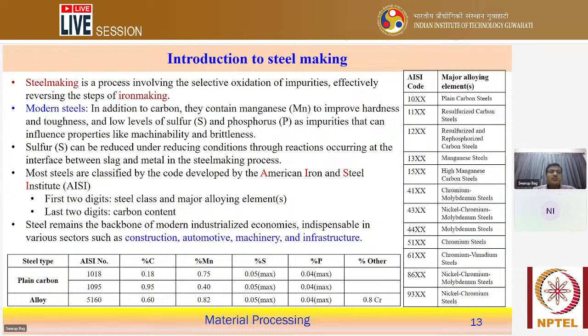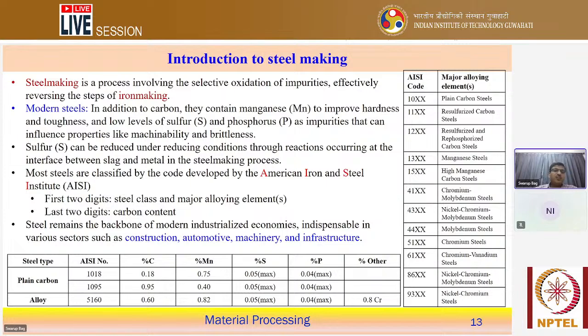But there are so many different types of steels that have been developed as per the AISI. Different types of steels are produced, with different nomenclature as per the AISI specification. In AISI, there is a 4-digit number, where the first 2 digits indicate the class of the steel and the major alloying elements, and the last 2 digits indicate the carbon content. For example, take AISI 1018. Here 10 indicates it's a plain carbon steel, but 18 indicates the percentage of carbon.